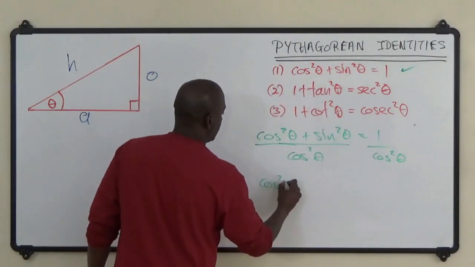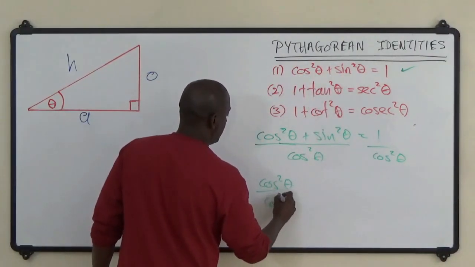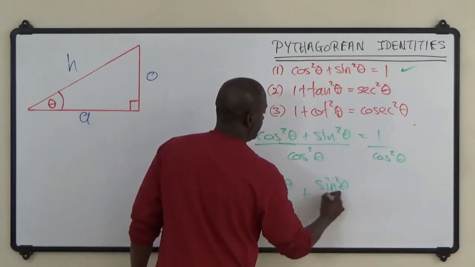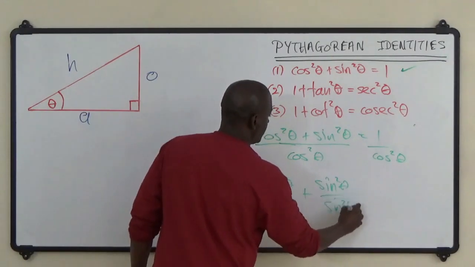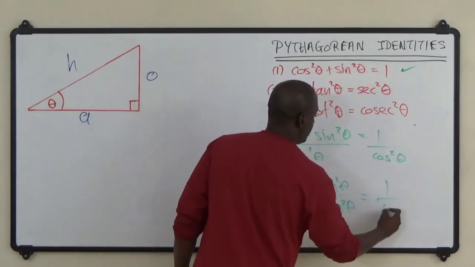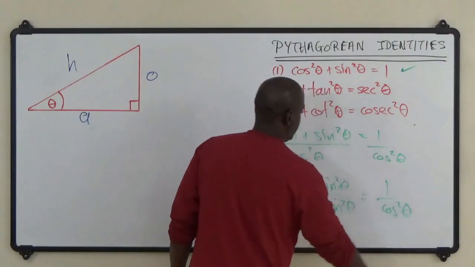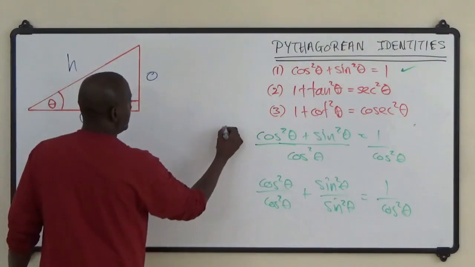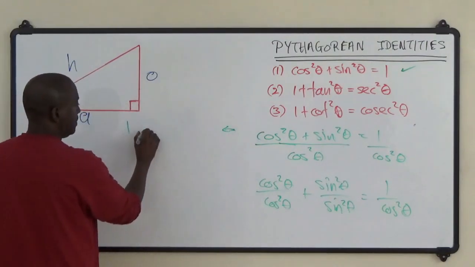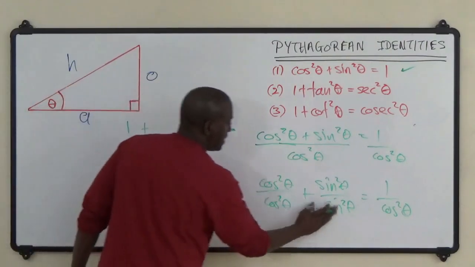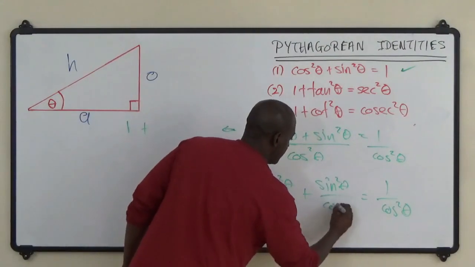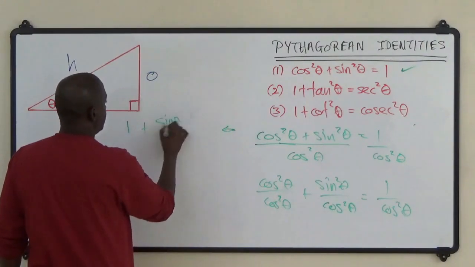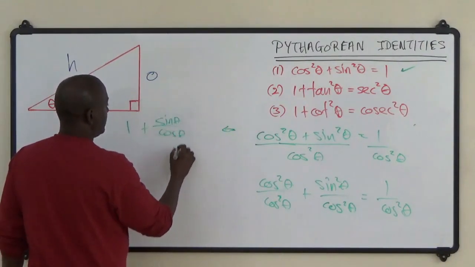Which is the same thing as cos squared theta over cos squared theta plus sine squared theta over cos squared theta, which is equal to 1 over cos squared theta. All right? This, of course, is equal to 1. So we're going in this direction now. So we get 1 plus, this is sine squared over cosine squared. Right?